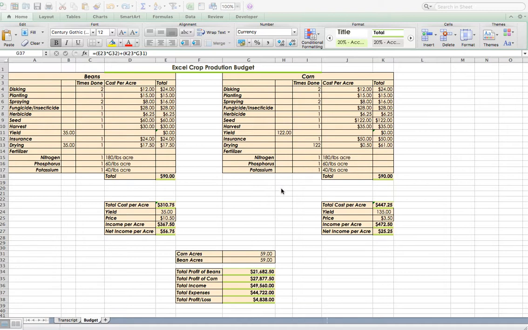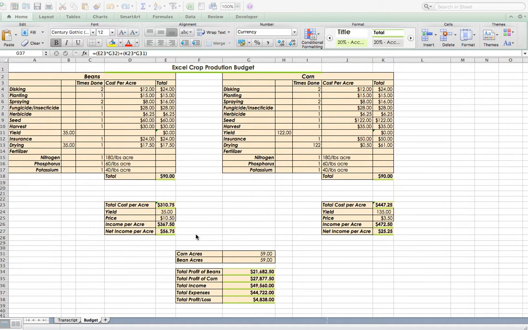The drying costs for both use the yield multiplied by 50% an acre to get total drying costs. The fertilizer costs include nitrogen, phosphorus, and potassium, which come together in a bundle that costs $90 an acre for corn and beans separately. Now with all the input costs for the budget known, we can calculate cost per acre.